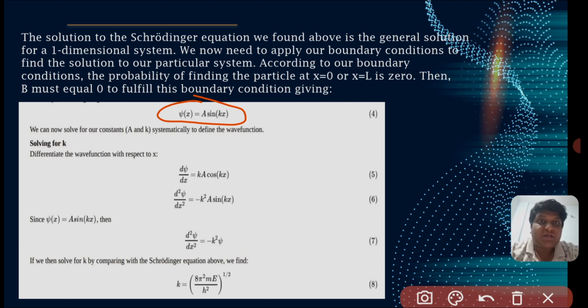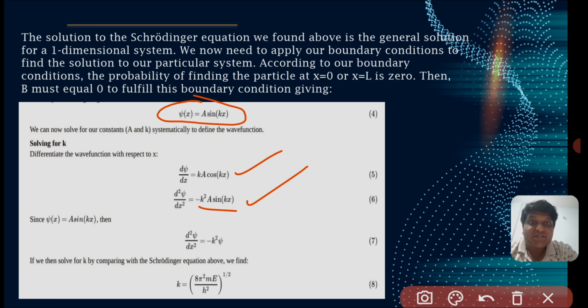We can now solve for our constants A and k systematically to define the wave function. First, solving for k, differentiate the wave function with respect to x. We get d xi by dx is equal to kA cos of kx. Again differentiating, we get d square xi by dx square is equal to minus k square A sin of kx.